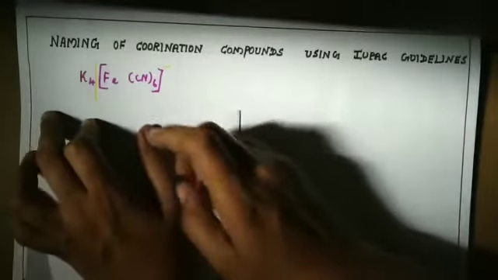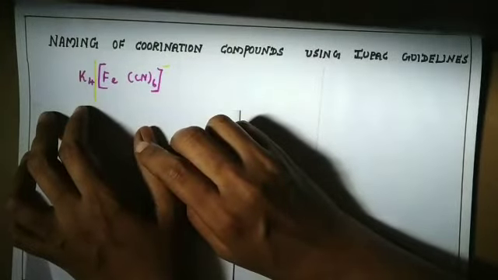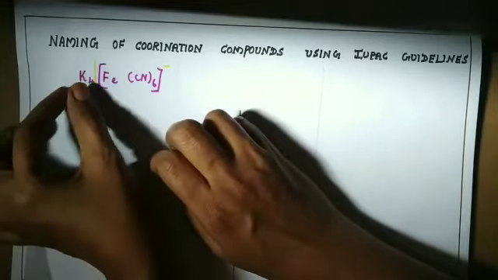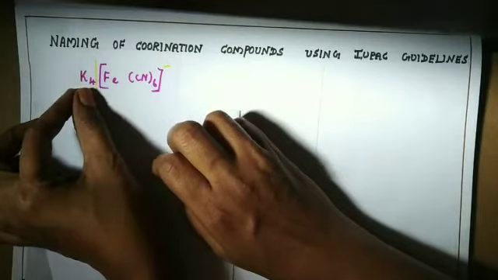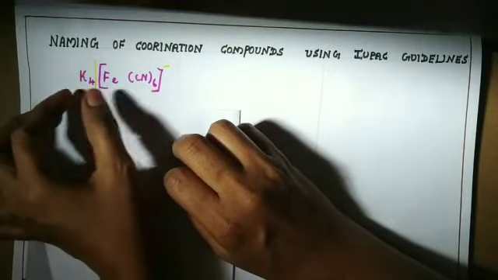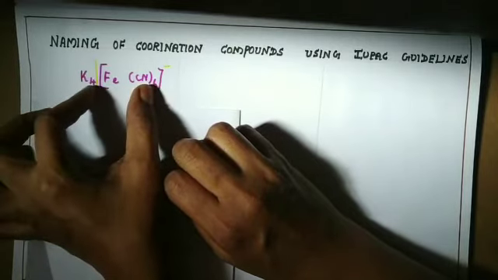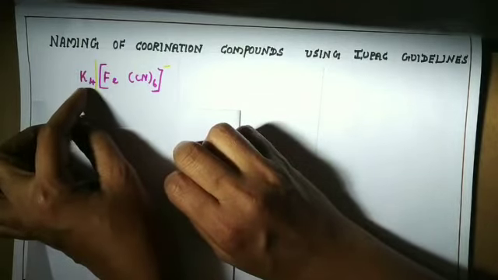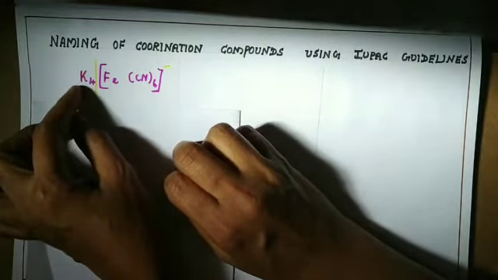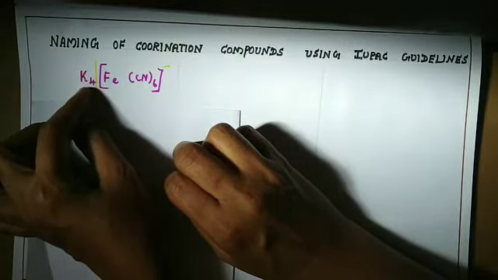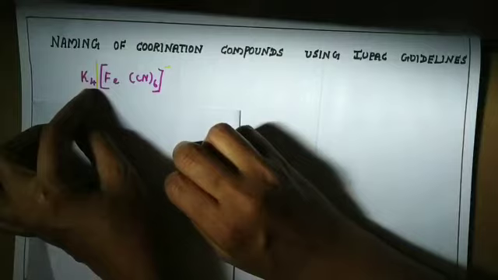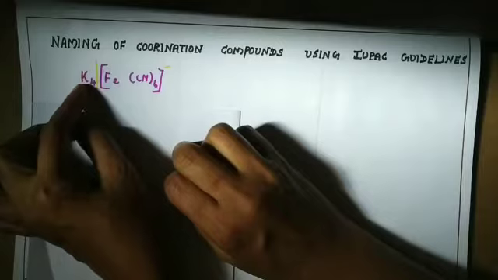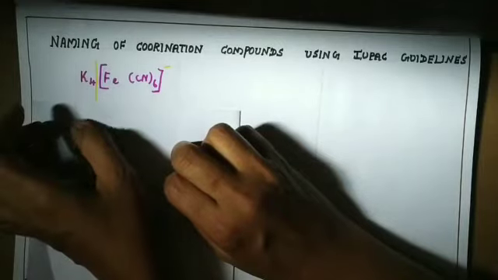In this compound, two types of species are present: the simple cation and the coordination anion, isn't it? The simple cation is potassium. No need to bother about how many potassium ions are there. So K is potassium, and we can write potassium.